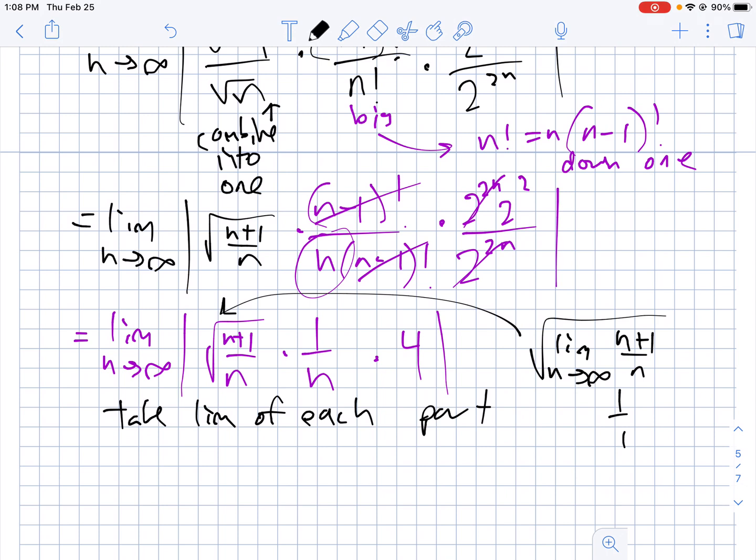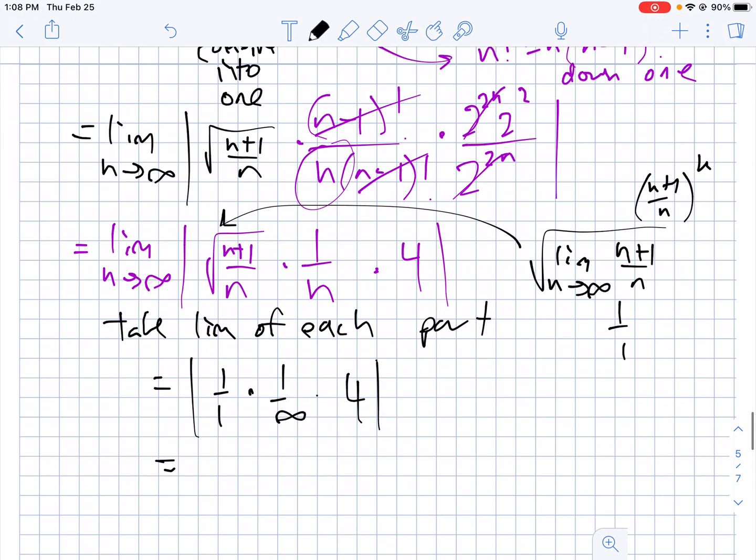And that's going to happen almost every single time you have something like an n plus 1 over n raised to some power. It's just always going to be 1 over 1 to that power. So this is going to turn out to be 1 over 1 times 1 over infinity, which is 0, times 4. So this just ends up being 0. 0, of course, is less than 1, so this series does converge.